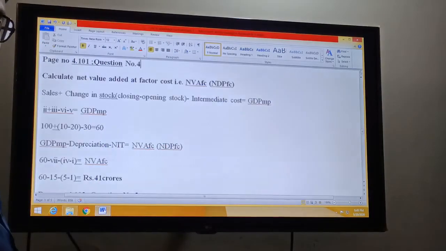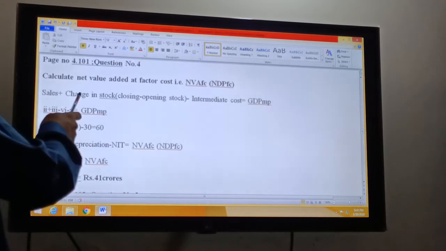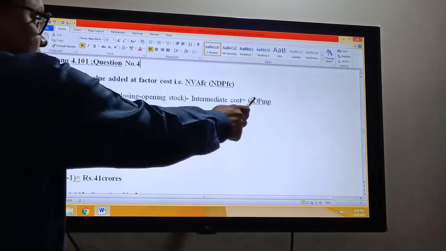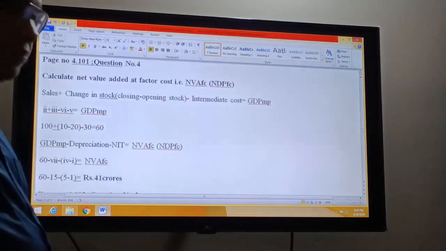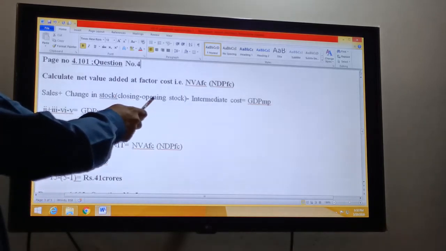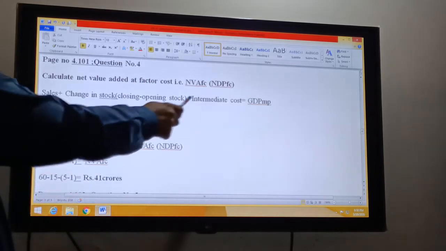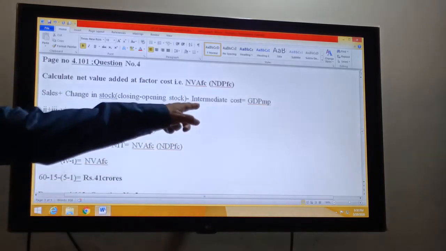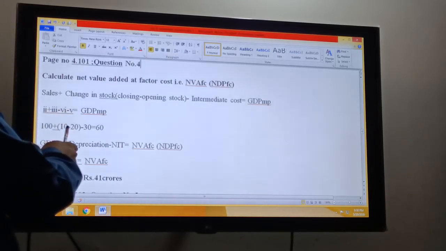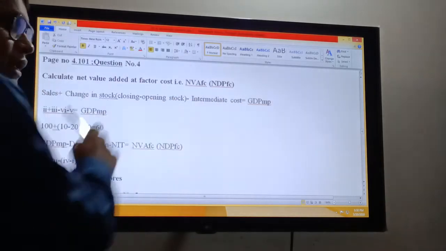We'll get GDPMP from value of output. And what is the value of output? Sales plus change in stock. You are given sales plus change in stocks. Change in stock is given as closing minus opening stock. Sales plus change in stock minus IC, that is equal to GDPMP. Item number 2, sales is given, then closing minus opening stock, 10 minus 20 minus 30. What is 30? 30 is your intermediate cost, that is item number 5. 100 plus 10 minus 30, that is equal to 60, and this is your GDPMP.